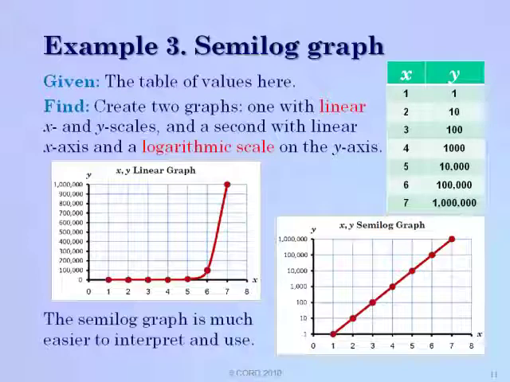So the semilog graph is much easier to interpret. We call this semilog because only one of the axes is logarithmic. There are cases you'll encounter where both the x-axis and the y-axis are logarithmically scaled, and that would be called a log-log graph paper. And when you only have one of them that is logarithmic, either the x or the y-axis, then you would call it semilog graph.